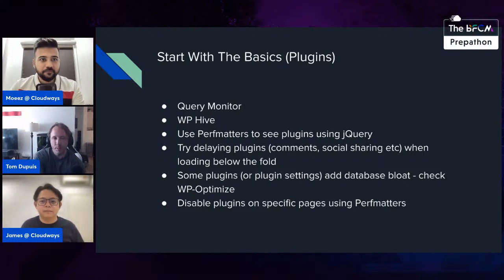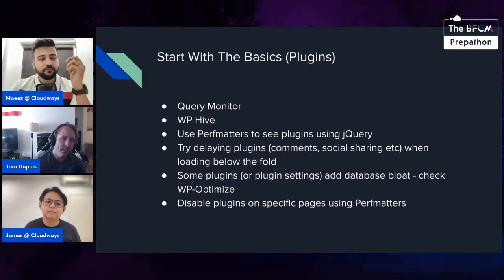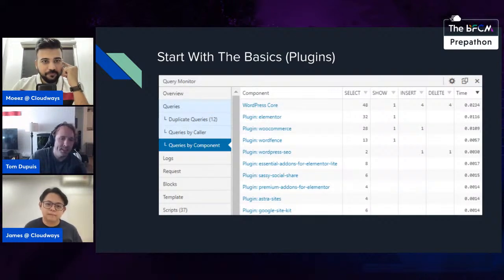For plugins, I always recommend running your site through Query Monitor. It shows you your slowest plugins. These are just a bunch of tools to find your slowest plugins: Query Monitor, WP Hive is a Chrome extension, and Perfmatters shows you which plugins are using jQuery. I'll run through this really quick because I just have screenshots of these.